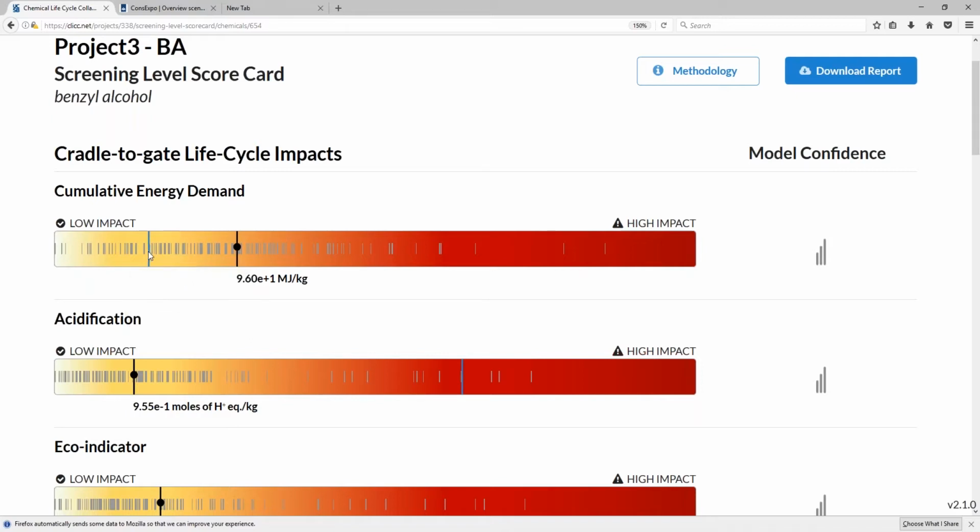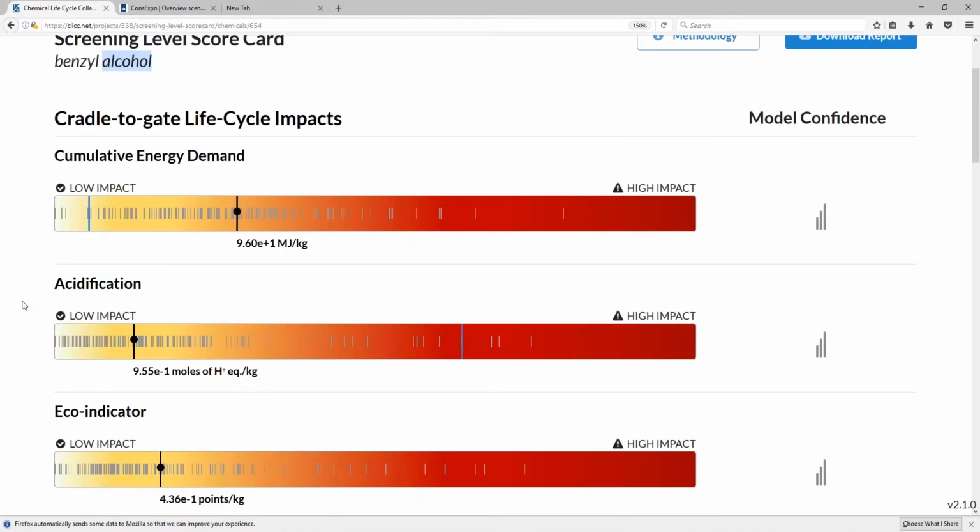And this is methylene chloride, or benzyl alcohol, it's benzyl alcohol. Benzyl alcohol goes around here, which is relatively low. And as you hover over with your mouse, it shows where the other chemicals are, so that you have a sense of the relative location of the particular chemical that you are interested in.